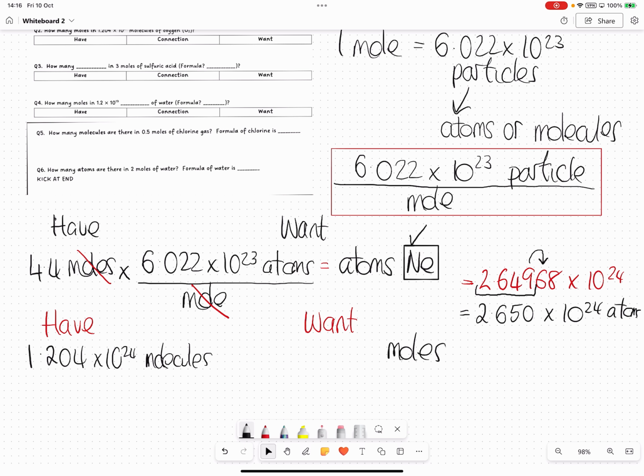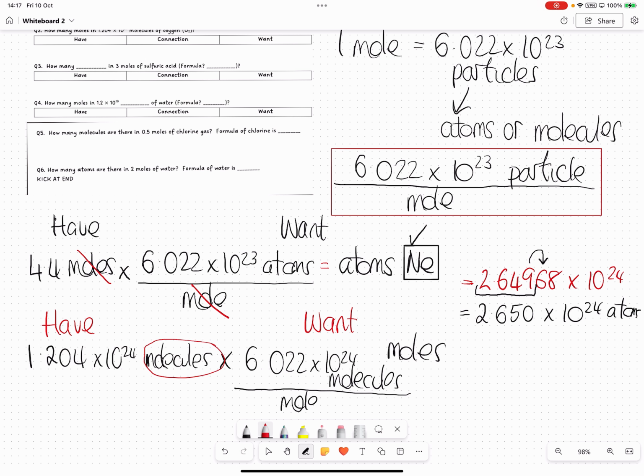So if I put in our conversion factor as it stands, 6.022 by 10 to the 23 molecules, and I'm putting that over mole. If I look at here and here, so I have molecules and molecules, this doesn't work because I don't get rid of my molecules from here so that I can get moles in my final answer. So that's not going to work.